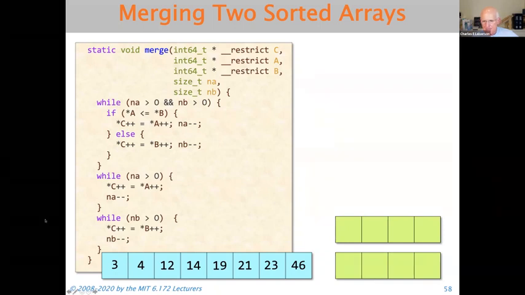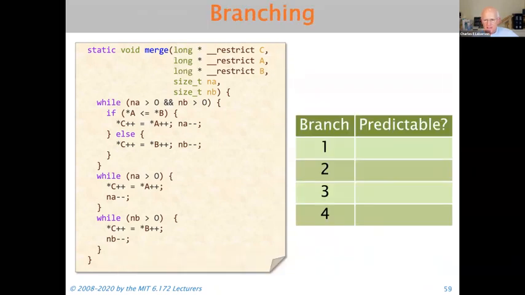So let's look at branches in this program and see which are predictable and which are not. Now, predictable branches usually execute in one cycle, but unpredictable branches can take many cycles, 20 or more. It's pretty expensive. So let's start at the bottom. This while loop branches depending upon whether NB is greater than 0. Is this branch predictable? That is, does it branch the same way most of the time?